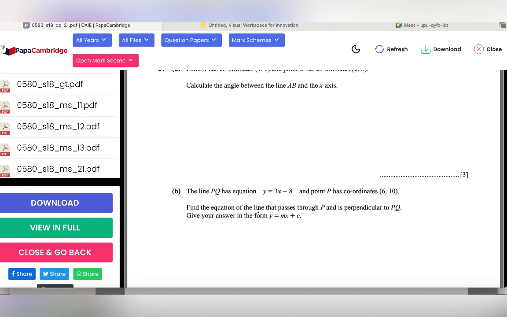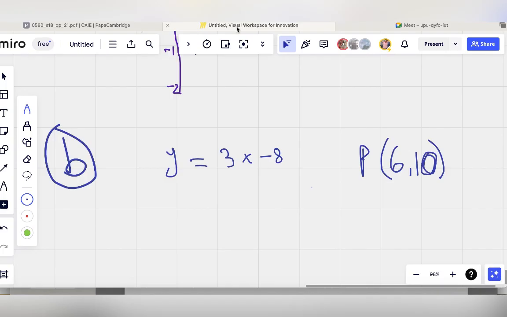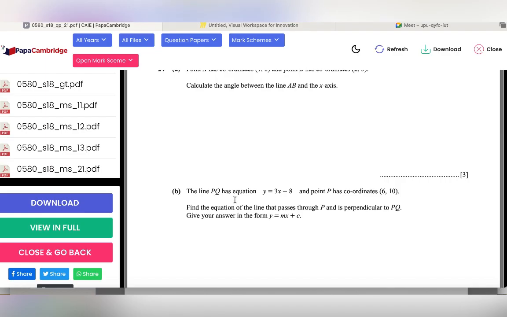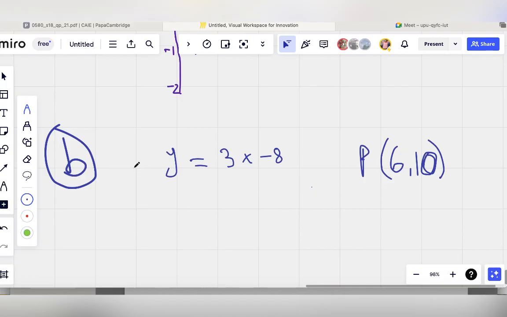Now find the equation of the line that passes through P and is perpendicular to PQ. Equation that is perpendicular to this PQ. This equation, the line PQ has, is for PQ. So this is PQ.